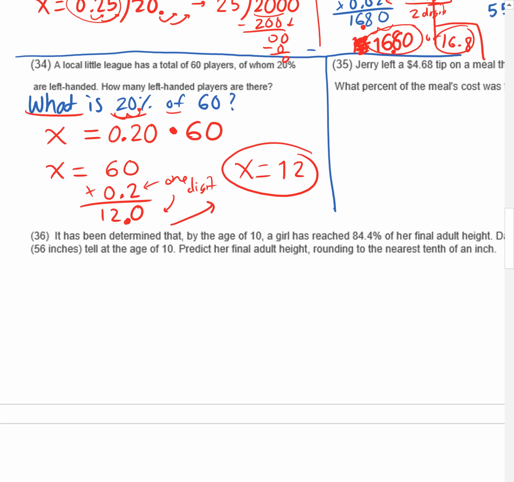Since this is a word problem, they probably want their answer in a sentence. There are 12 left-handed players. There we go, that's probably good.